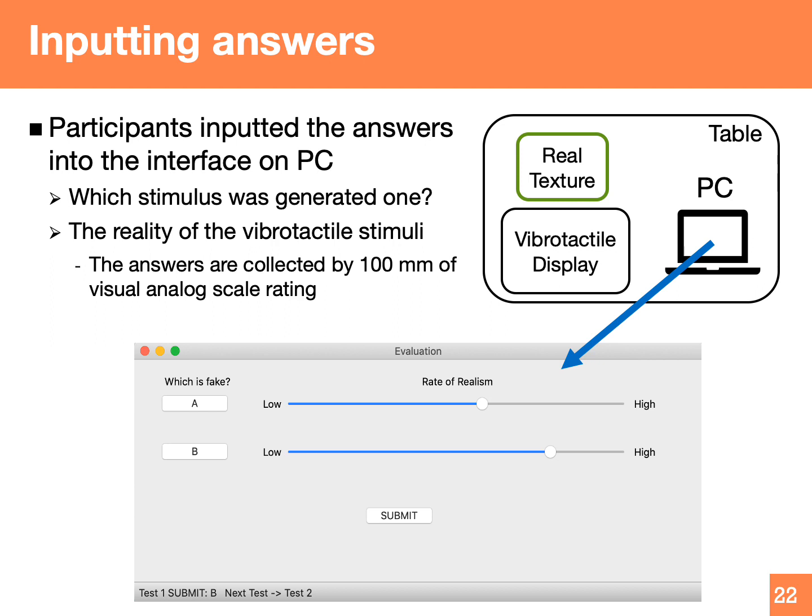At last, participants inputted the answers via the interface on a PC. Participants answered which stimulus was the generated one. Also, they answered the reality of the vibrotactile stimuli. The answers were collected by a 100 mm visual analog scale.